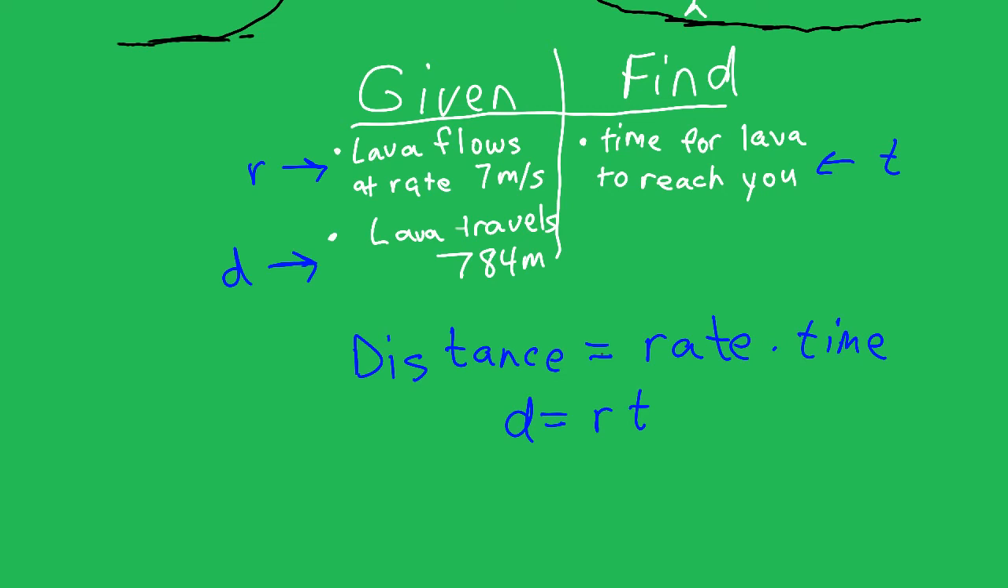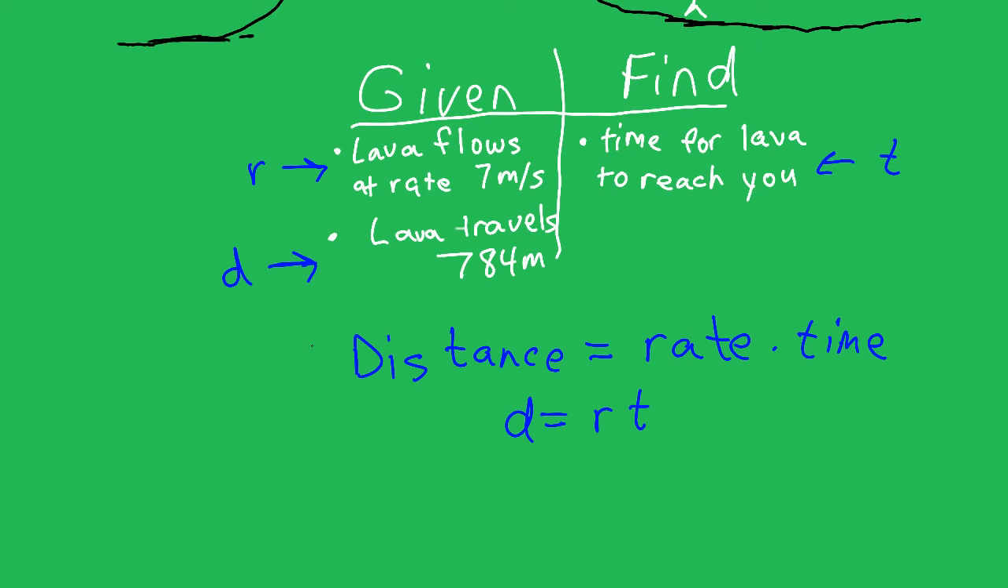So when we use the term rate, we're talking about how much something does something over a period of time. In this case, the lava is traveling a distance of 7 meters for every 1 second. So 7 meters per second. And when we're talking about a rate of distance over a period of time, we can also use the term speed. So the lava moves at a speed of 7 meters per second.